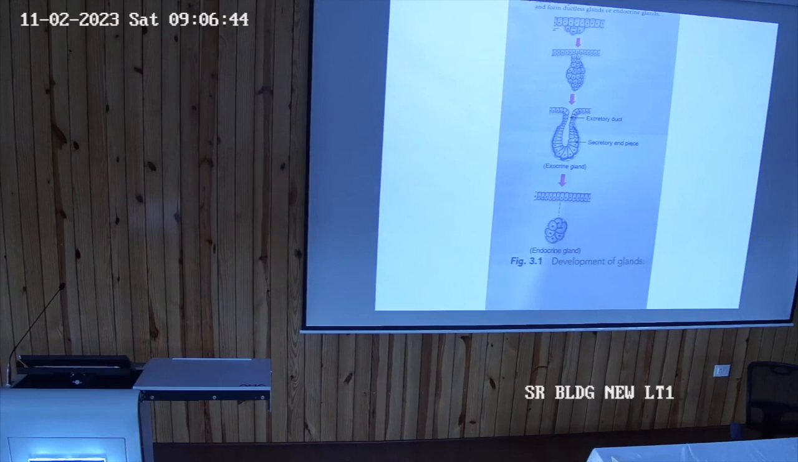In the class of epithelium, I have told you that epithelium can invaginate inside the connective tissue. So, the epithelium which invaginates in the connective tissue is forming the glands. So, development of the glands, whatever the type of glands, is from invagination of surface epithelium into the connective tissue. That is forming the glands.